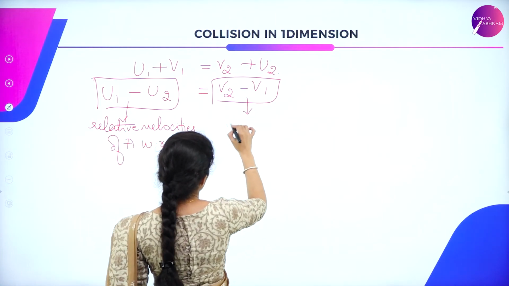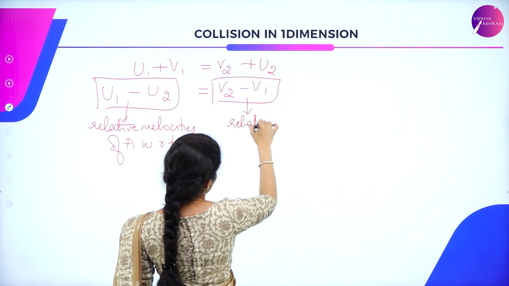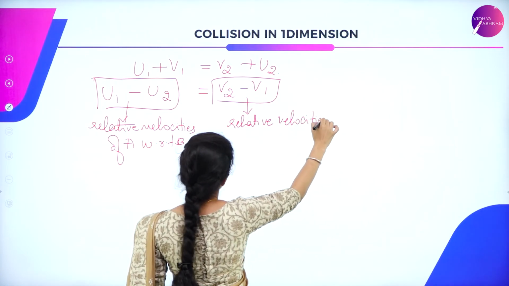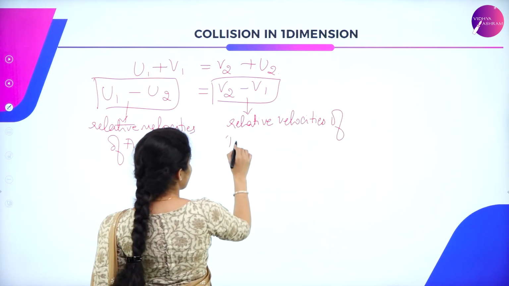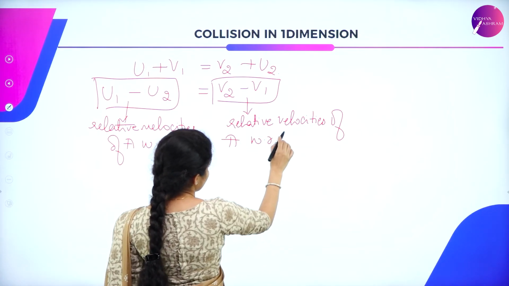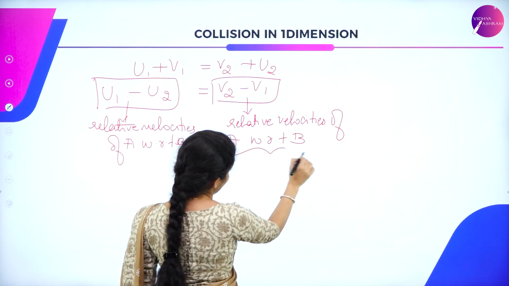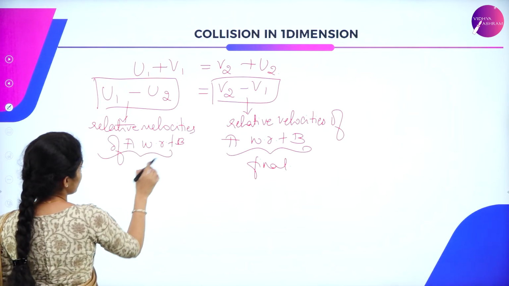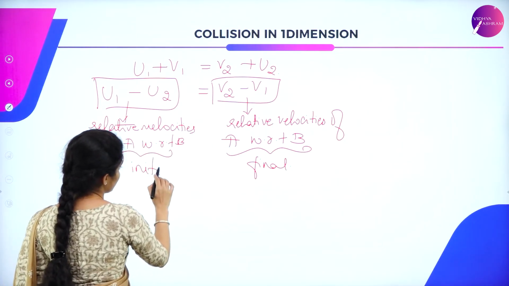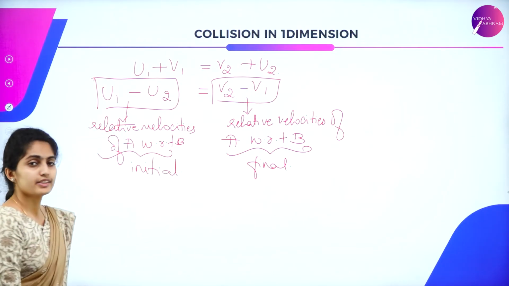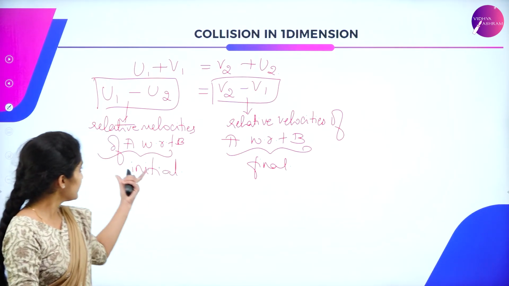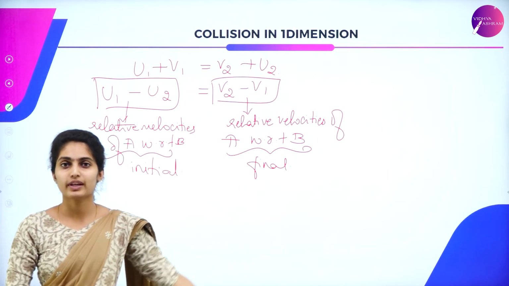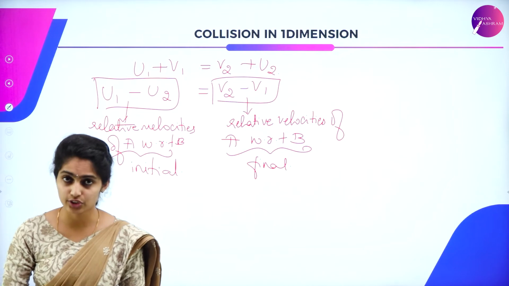This is also the same thing, the relative velocity of A with respect to B in the final condition. Here it is in the initial condition. Okay, so this is the relative velocity of A with respect to B in the initial as well as in the final condition.